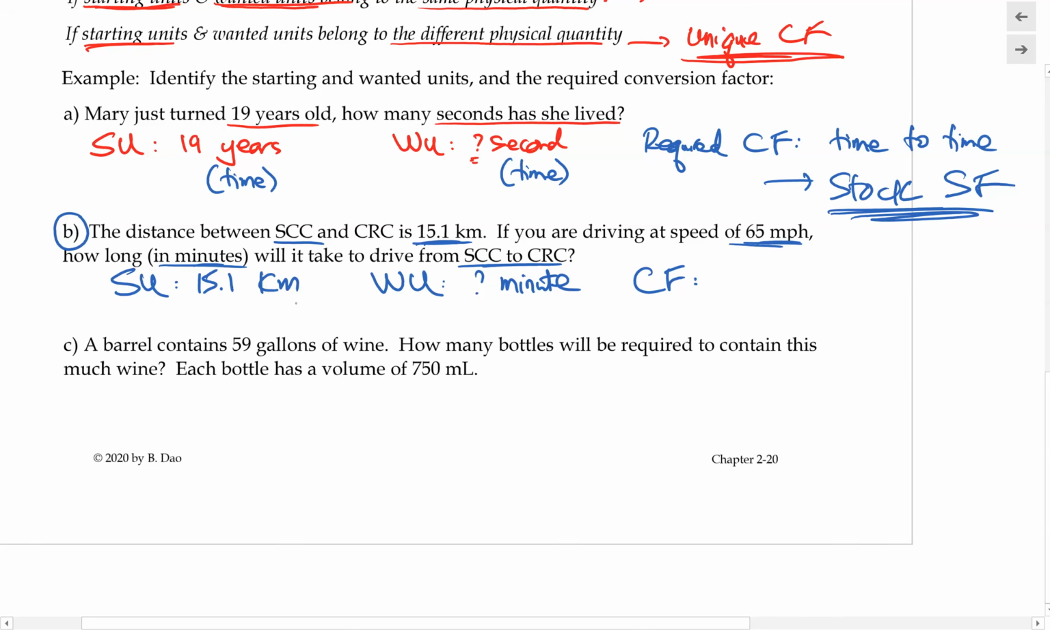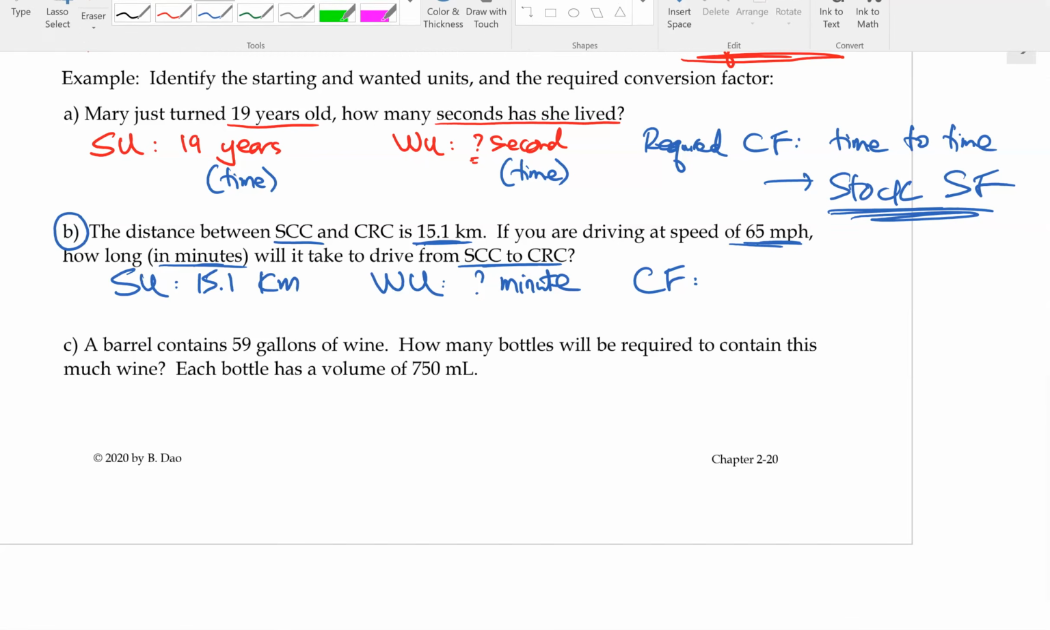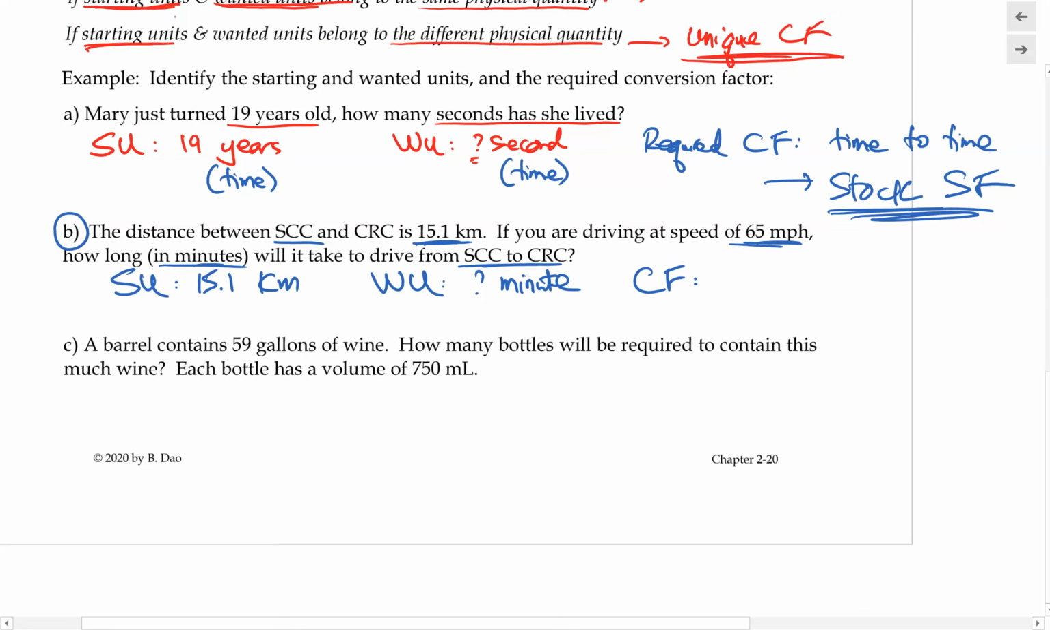So there you go. Now that we know that the starting unit is kilometer, 15.1 kilometer, and the wanted unit right here is minute, we would then see that kilometer is a unit of length, right? Length and distance refer to the same thing, and minute here would then be the unit of time. It corresponds to the time physical quantity.